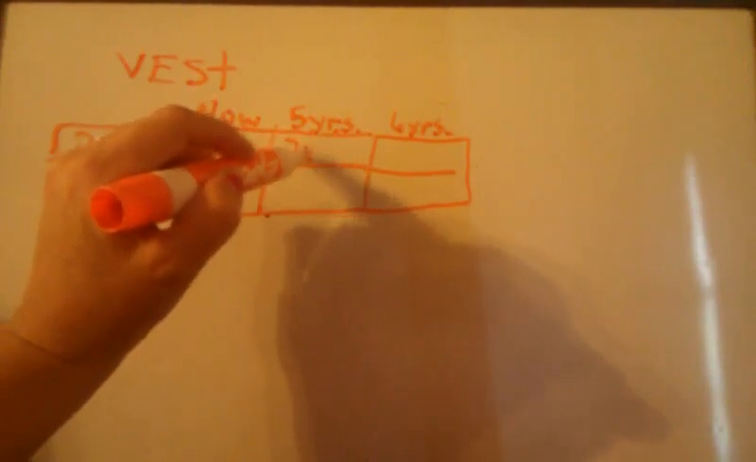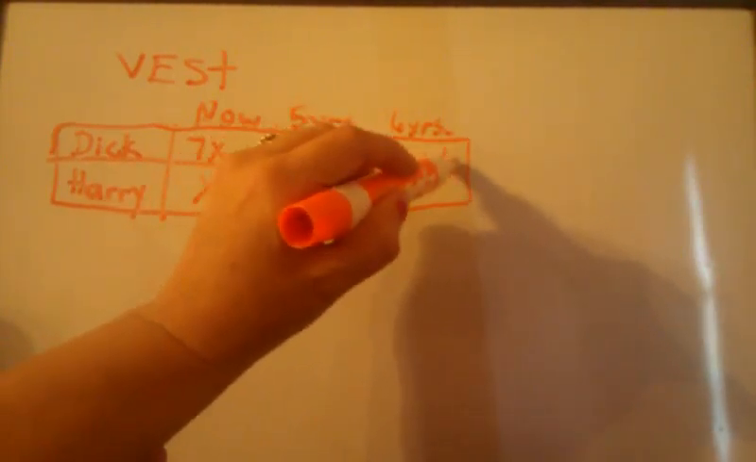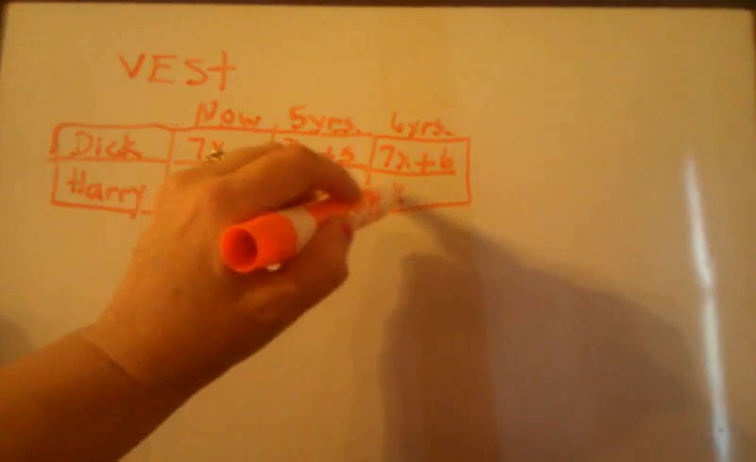Alright. So in 5 years, we add 5 to them, right? X plus 5. And in 6 years, this is going to be 7X plus 6. And this is going to be X plus 6. Did you get that far? Okay, let's look at it.